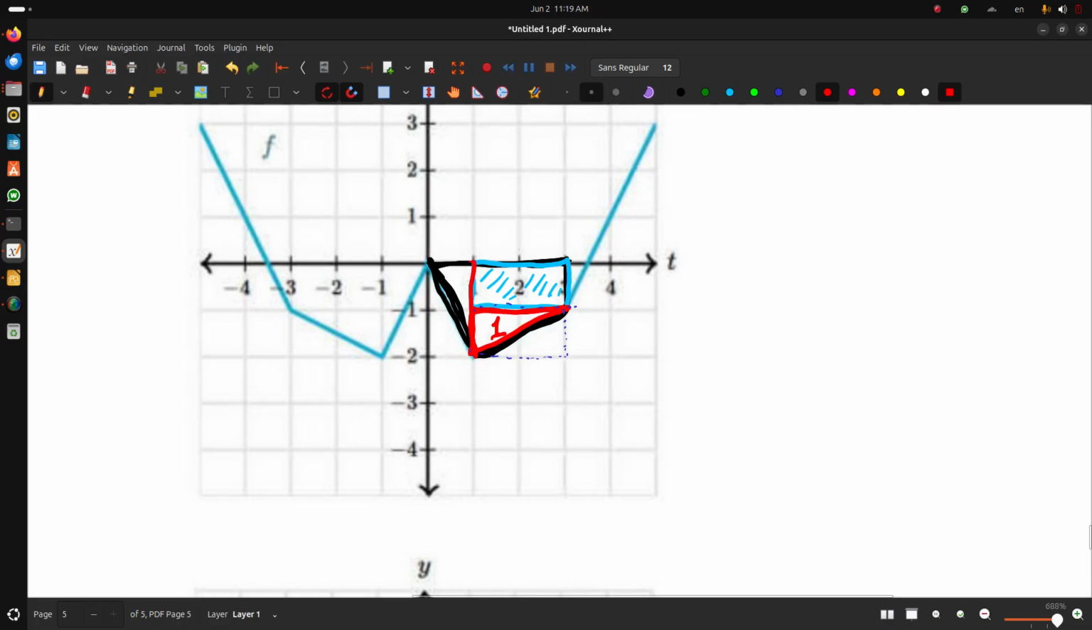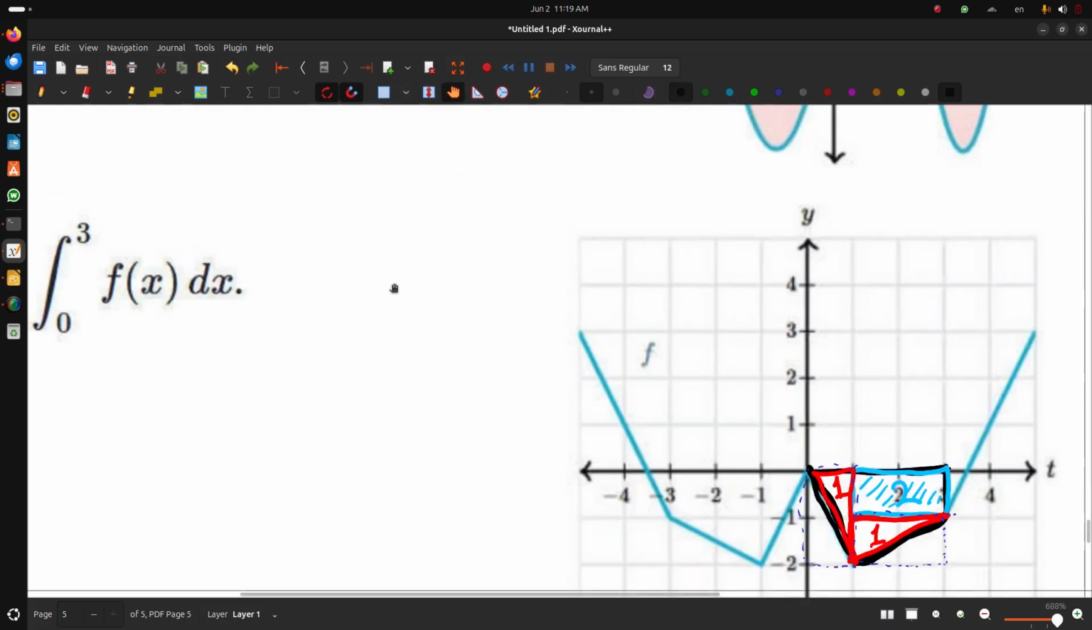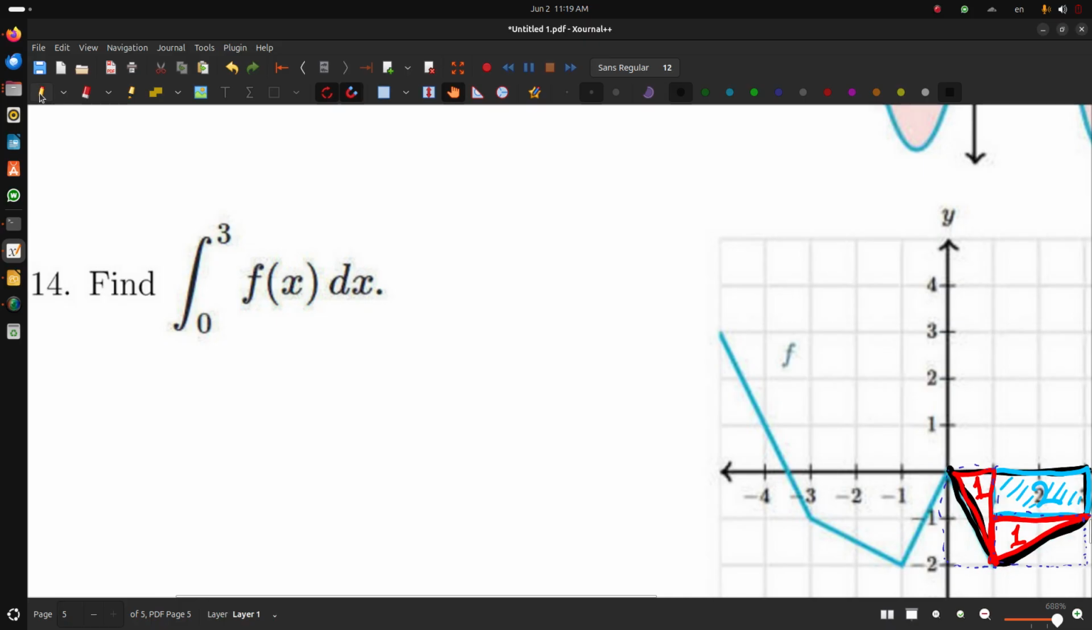The same applies for this part. This part is half of this rectangle, which is 2 squares, and half of 2 squares is 1 square. So here you got 2 squares, and here 1 square, and here 1 square, so the final answer is 4, and it will be negative, so the final answer will be negative 4. So this one will be negative 4. Okay, let's continue.